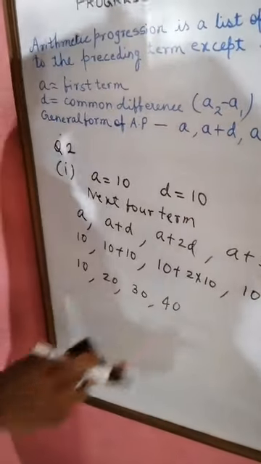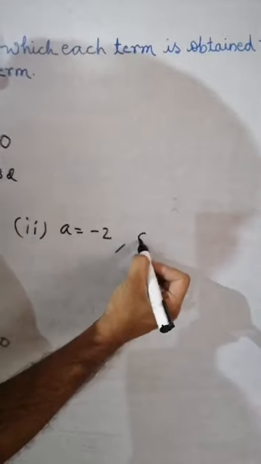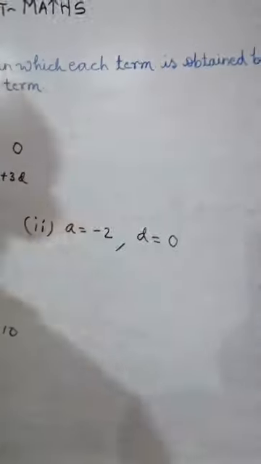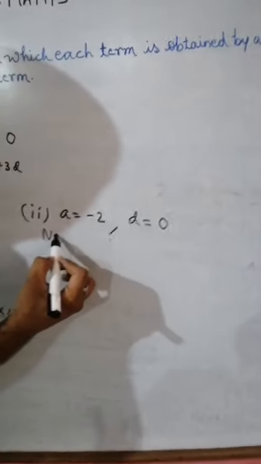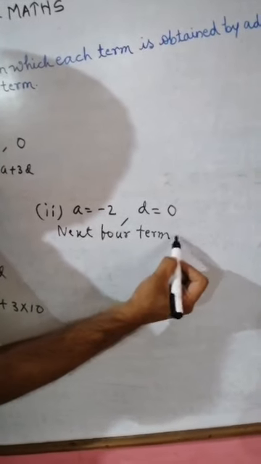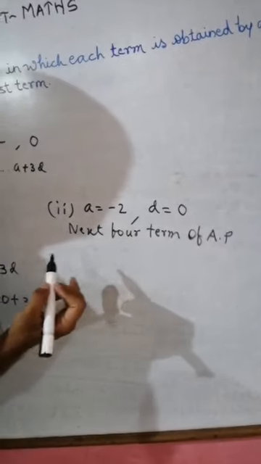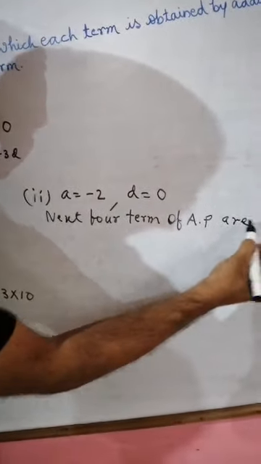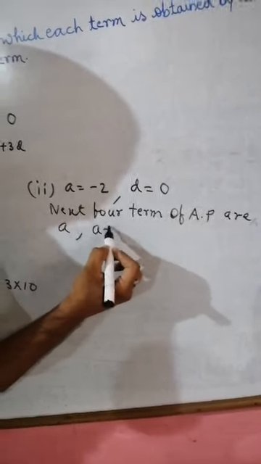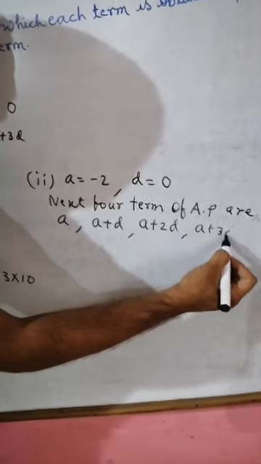So this we got the next 4 terms, and similarly we can solve the next question also. Here the a value is -2 and d is equal to 0. Now again the same question: the next 4 terms of the AP. So the next 4 terms of the AP will be a plus d, a plus 2d and a plus 3d.